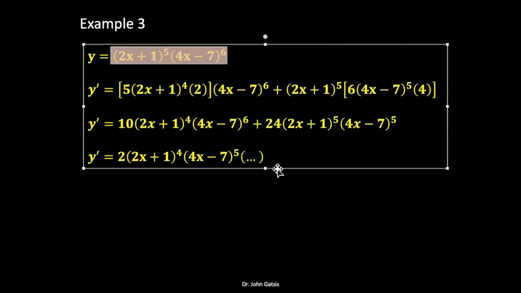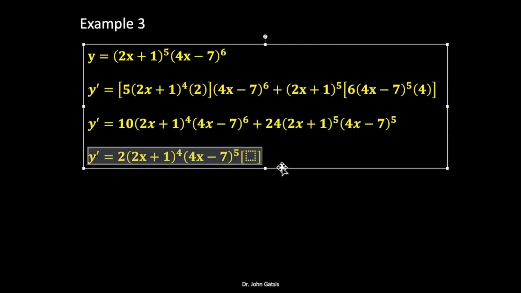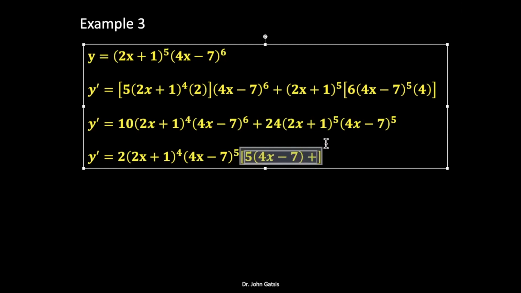So what are you left with in the brackets ultimately here? Well, let's take a look here. I'll put a square bracket because it's going to get a little bit messy here. If you take a 2 out from the 10, you get a 5 left over. Then you'll have a 4x minus 7. And then over here, if you take a 2 and divide it into 24, you get a 12, and then you have 2x plus 1.